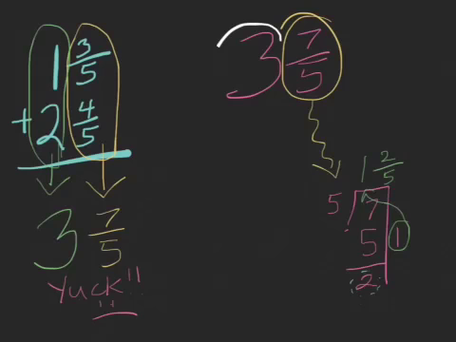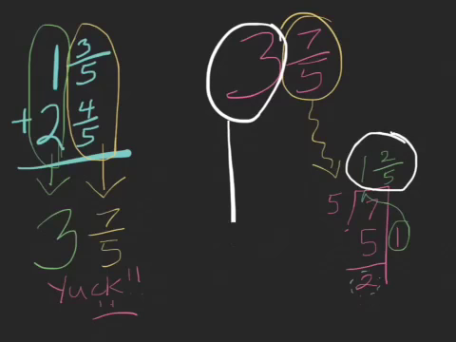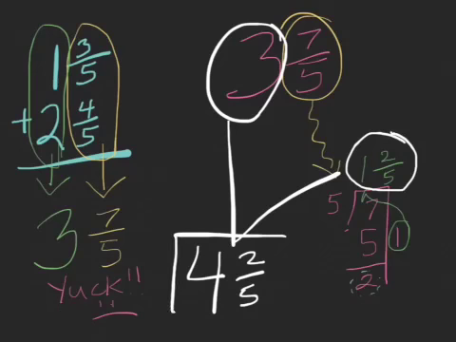All right, now the final step. We have 3 that we're working with. We now have 1 2/5 that we're working with. We need to combine these two. 3 plus 1 is 4, and we still have 2/5 left over. So altogether, Sydney and Alyssa ate 4 2/5 candy bars.